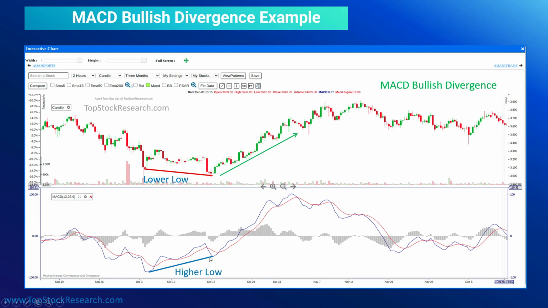At the proper turn, you'll see not only that turn, but also that signal line crossover. So you get multiple confirmations out here, and also the histogram is going up. So the histogram is also trending, and this is the one.